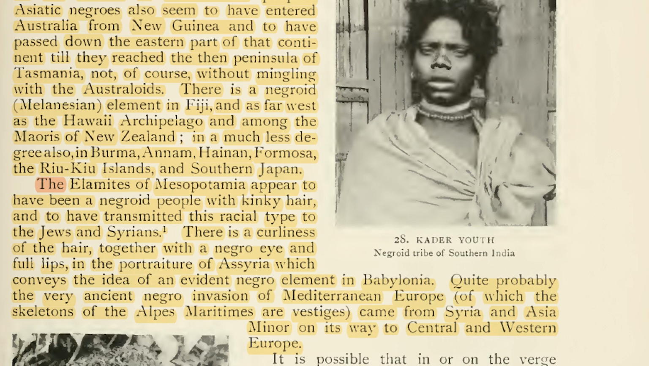The Elamites of Mesopotamia appear to have been a Negroid people with kinky hair and to have transmitted this racial type to the Israelites and Syrians. There is a curliness of the hair together with a Negro eye and forelips in the portraiture of Assyria, which conveys the idea of an evident Negro element in Babylon. Quite probably the very ancient Negro invasion of Mediterranean Europe, of which the skeletons of the Alpes-Maritimes are vestiges, came from Syria and Asia Minor on its way to Central and Western Europe.